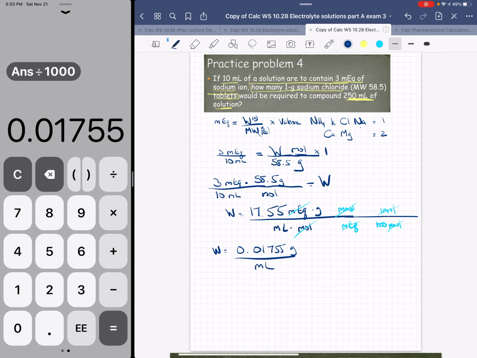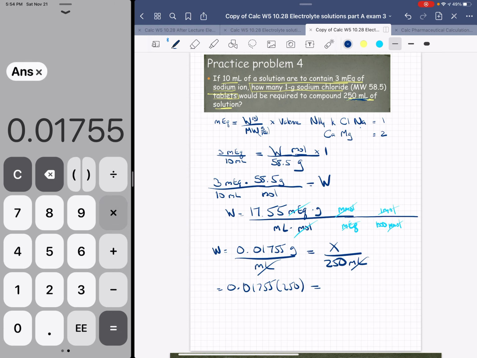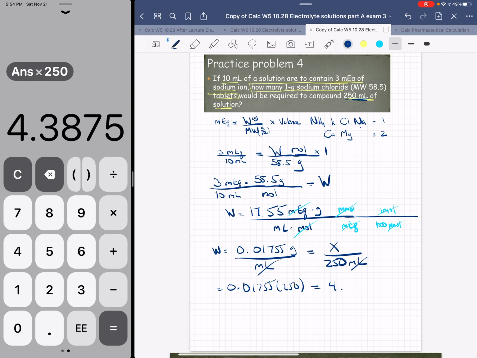Which is great. But what I really want to know is how many tablets would be needed to make 250. So let's find the weight in grams to make that compound of 250 ml. And I'm going to do that with equal concentrations. I don't know my grams, but I do know my milliliters here. And so let's see, solving for x, that is going to be equal to 0.01755 times 250, those we're going to cancel out, is equal to 4.3875 grams. So I need 4.3875 grams.